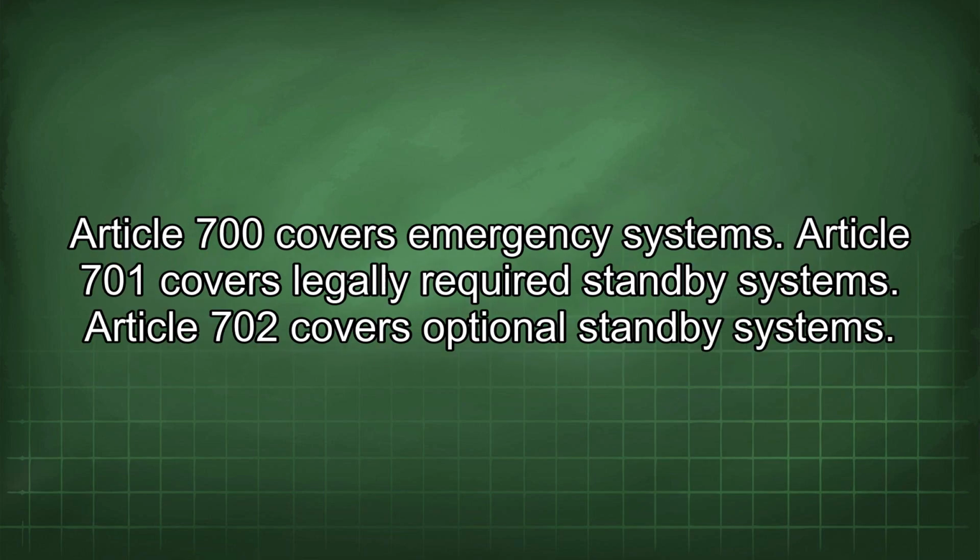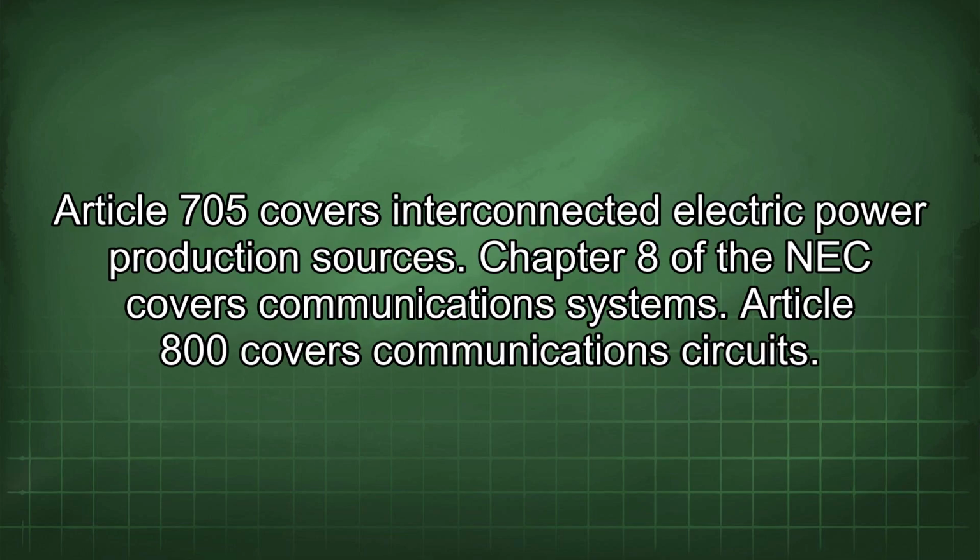Article 700 covers emergency systems. Article 701 covers legally required standby systems. Article 702 covers optional standby systems. Article 705 covers interconnected electric power production sources. Chapter 8 of the NEC covers communications systems.